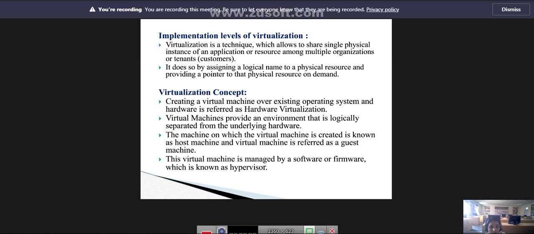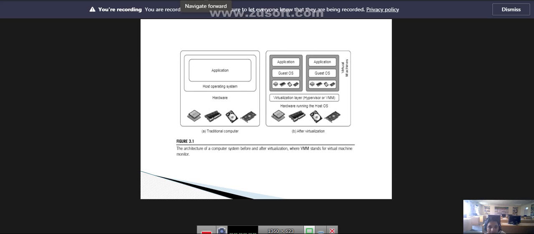A traditional computer runs with a host operating system specially tailored for its hardware architecture, as we have in the diagram. After virtualization, different user applications managed by their own operating system, that is the guest operating system, can run on the same hardware independent of the host operating system. This is done by adding additional software called the virtualization layer. If you see the diagram, this is the traditional computer, our normal computer, and this is the computer after virtualization.